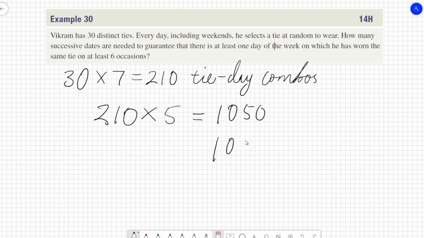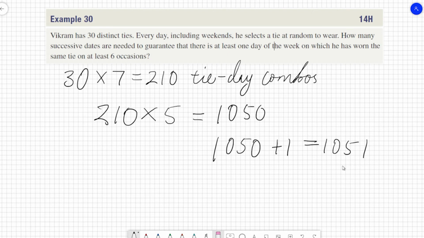So it means 1050 plus 1 equals 1051. So that's the guarantee. Even with anything less, specific tie and weekday combinations may still occur more than 6 times, but that's not guaranteed, because the worst case scenario is everything gets distributed evenly. So over 1050 days, every tie-day combination occurred 5 times. So the only way to guarantee it is one extra time.